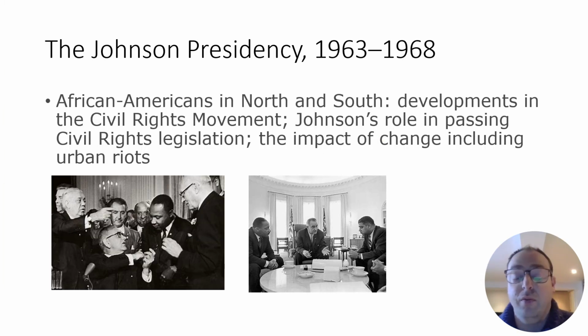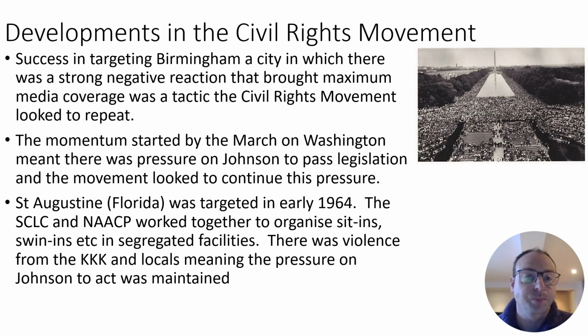Now this is designed for A-level history students, in particular people studying the Unit 2Q. And in the section on Johnson's presidency, the bullet point says African Americans in the North and South, developments in the civil rights movement, Johnson's role in passing civil rights legislation, the impact of change including urban riots. So that's what I'm going to go through, and we'll look at all those different elements, some of the detail, and also talk about some of the evaluation and potential questions you could come across in this area.